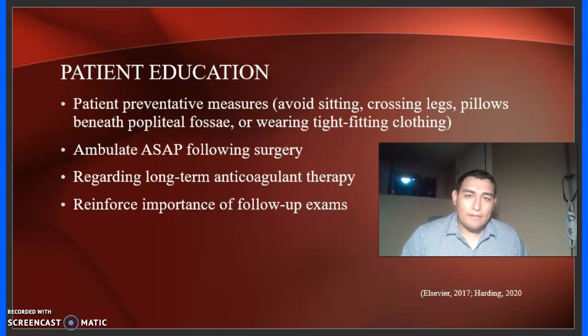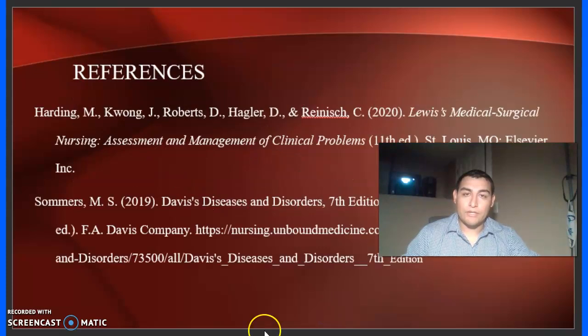You want to ambulate the patient as soon as possible. You want to inform them about the anticoagulant therapy, which we kind of discussed, and also reinforce the importance of follow-up exams, especially if there's any bruising or anything like that, or any associated issues.